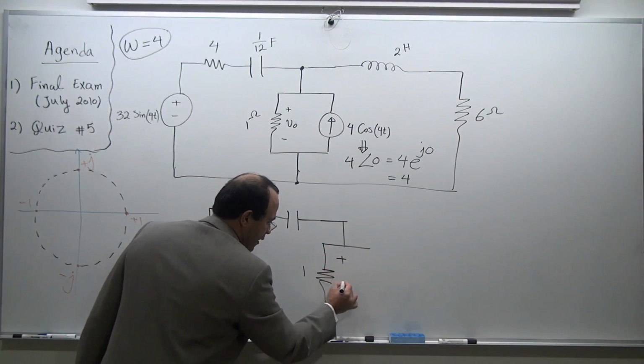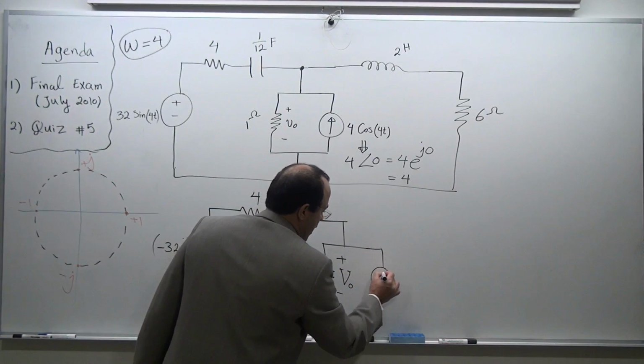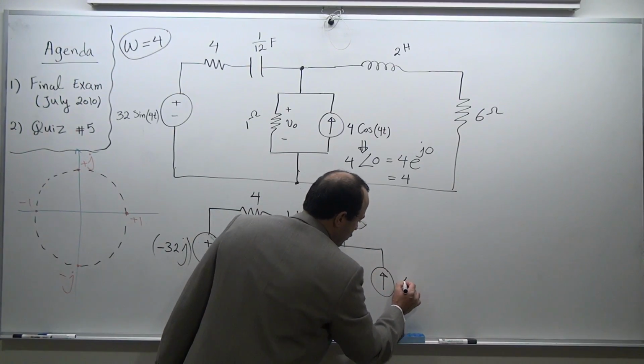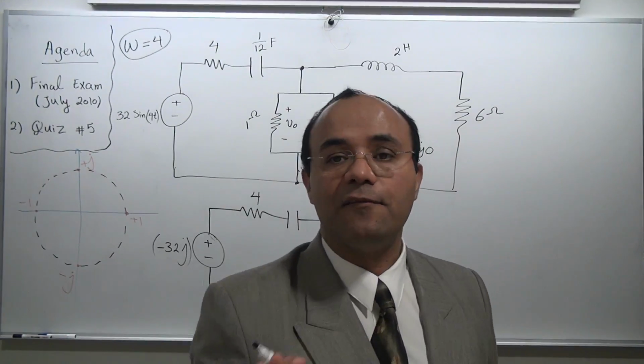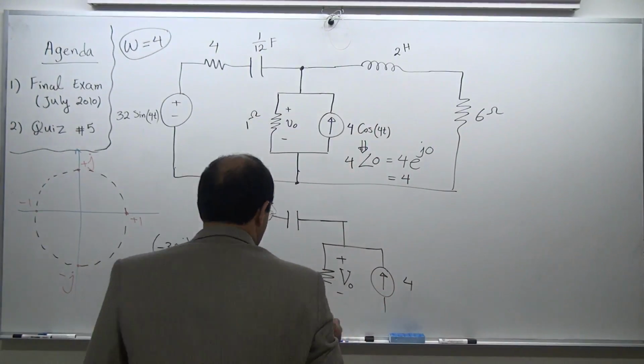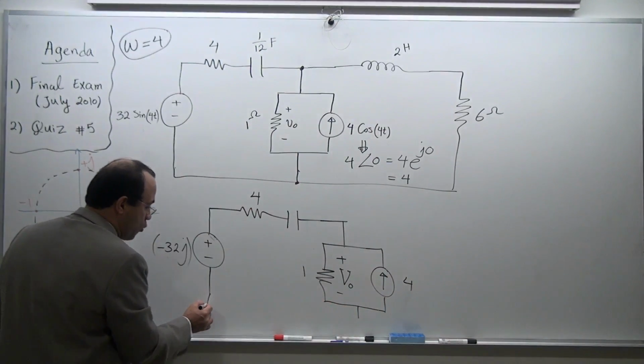The voltage now is going to be capital V, and then the current source, as we just showed above, is going to be just a simple 4. This 4 is not DC anymore. This is in frequency domain. Remember that. In frequency domain, that 4 actually represents 4 cosine 4t already.